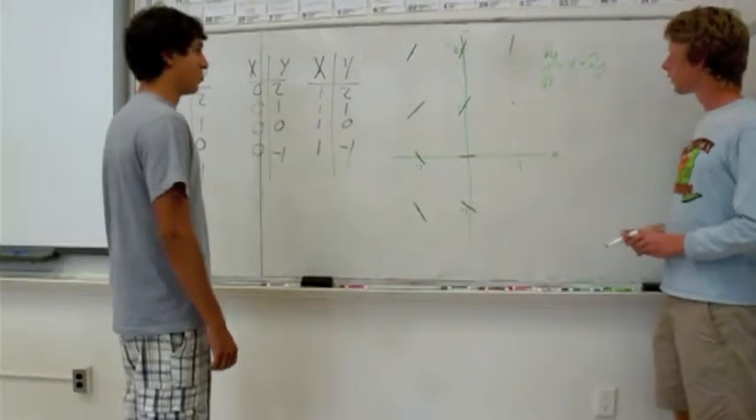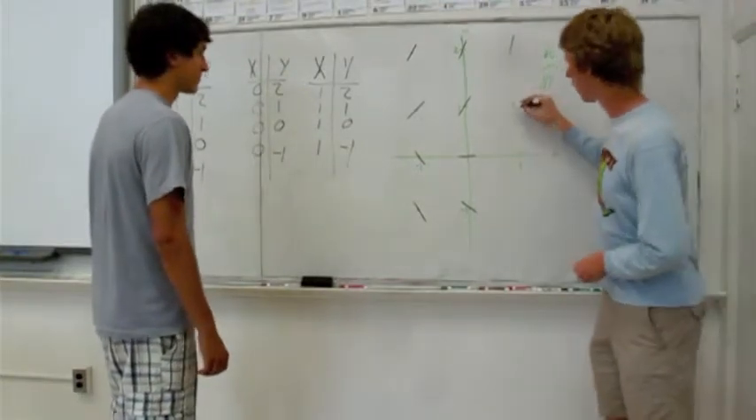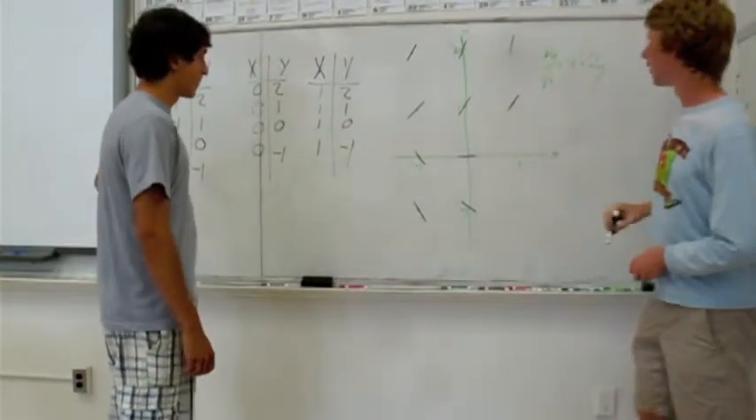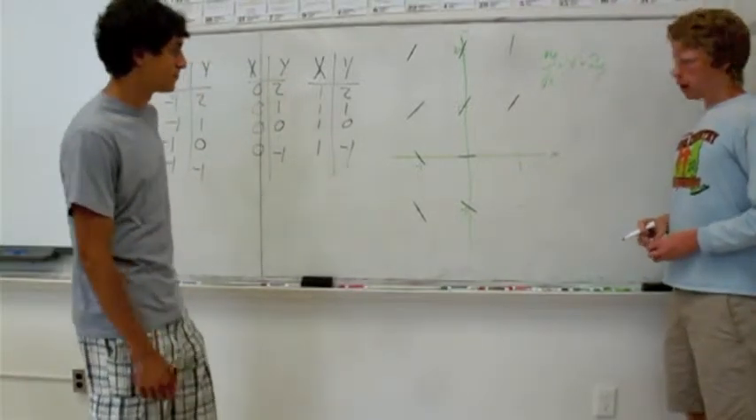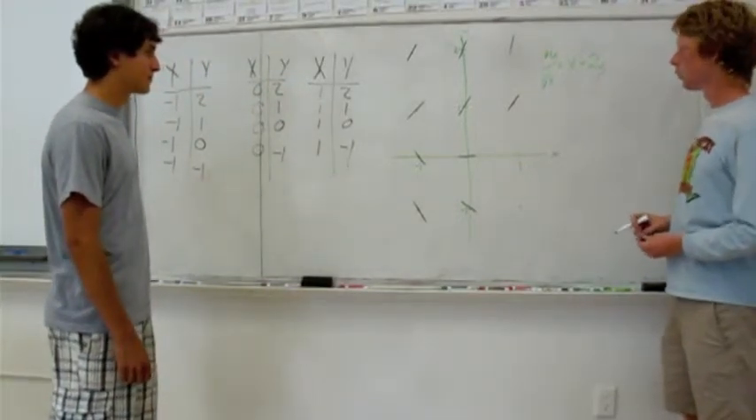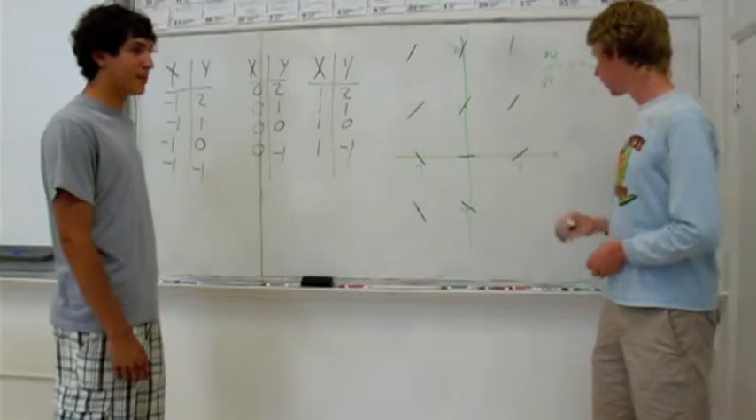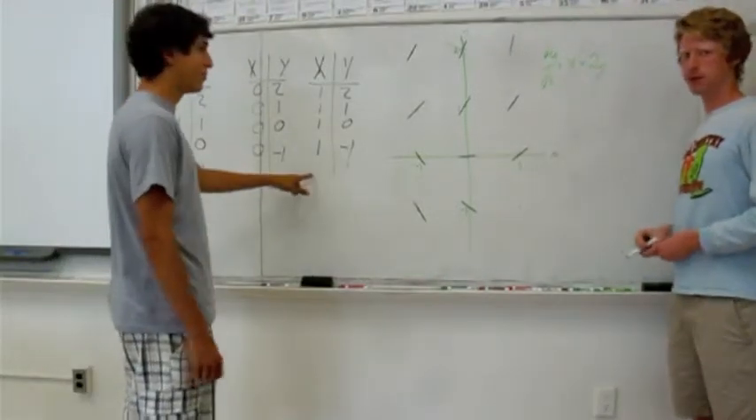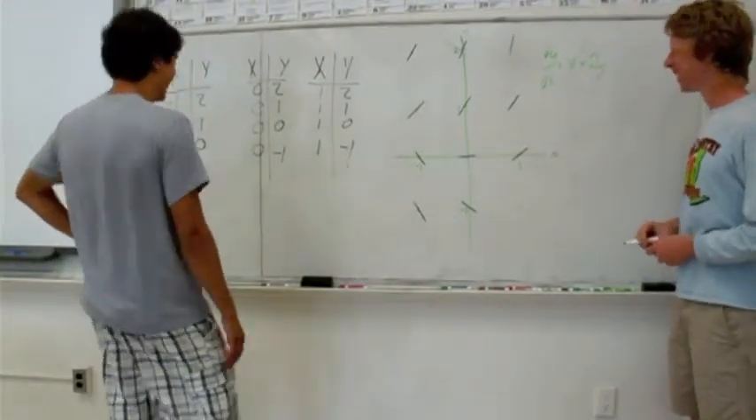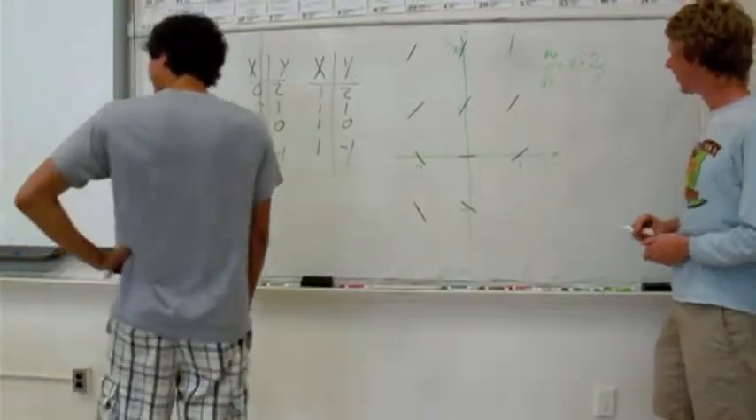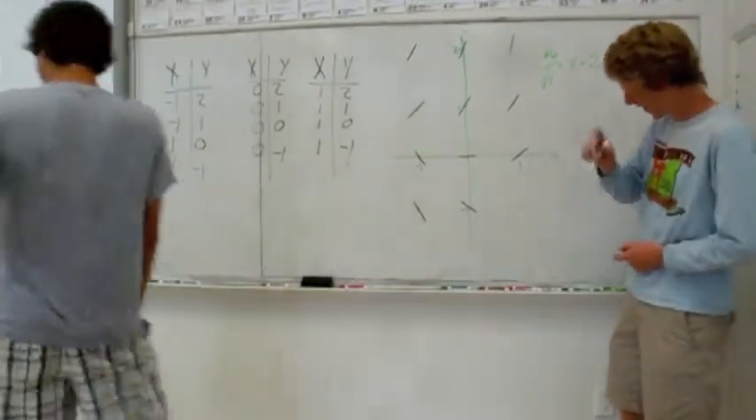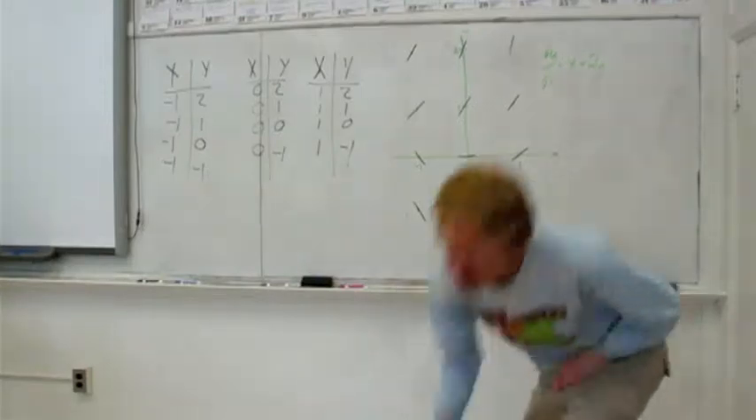1 plus 2 times 1. Wow, another big one. 3. 1 plus 2 times 0 is 1. Remember, kids, anything times 0 is 0. 1 plus 2 times -1 is -1. I just dropped the marker, I'm sorry.